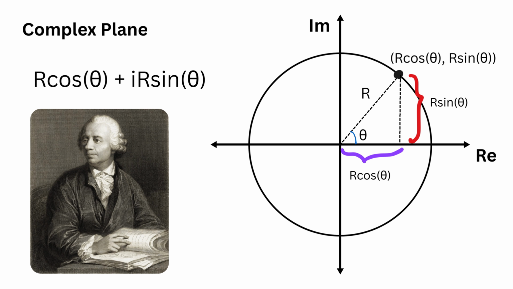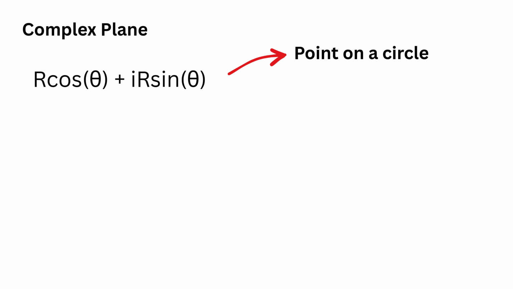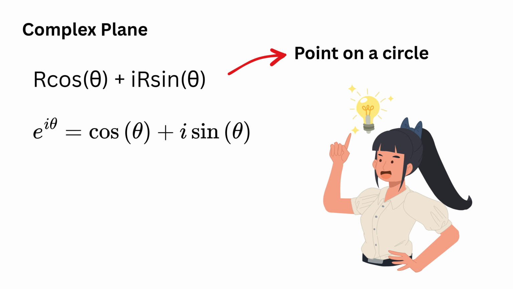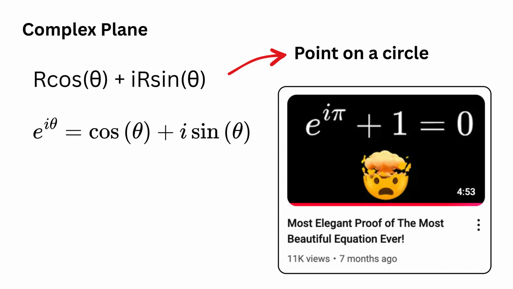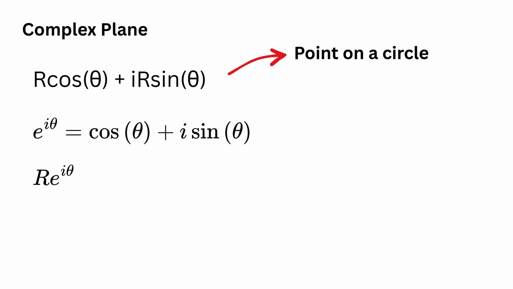Then came a genius mathematician named Euler, who discovered an extraordinary connection between exponential and trigonometric functions, and he showed that the constant e raised to the power of i theta is exactly equal to cos theta + i sin theta. If you want to know how he obtained this relationship, I have made a video on the same, and the link is in the description. Thus, r times e raised to the power of i theta becomes this.